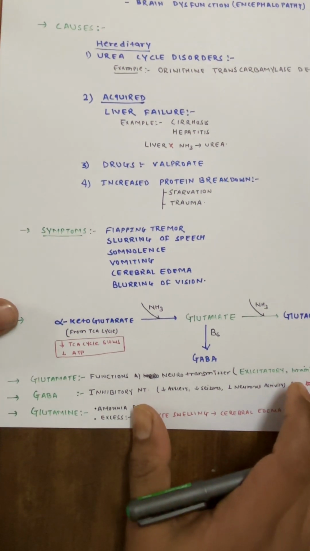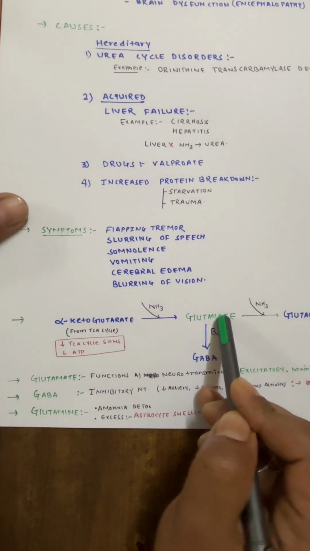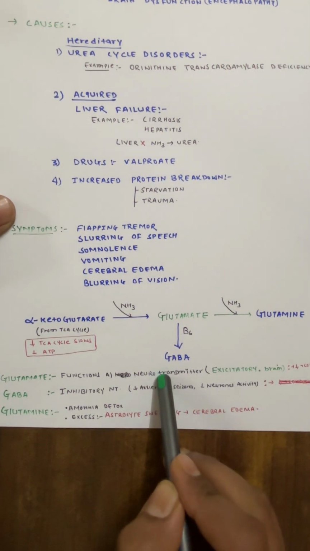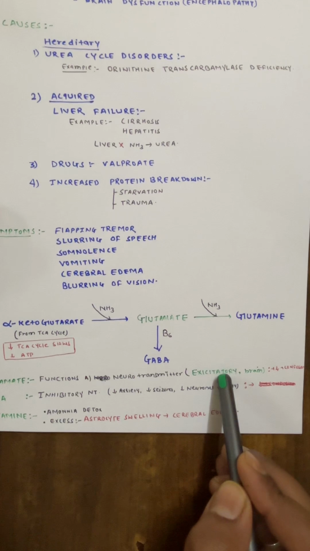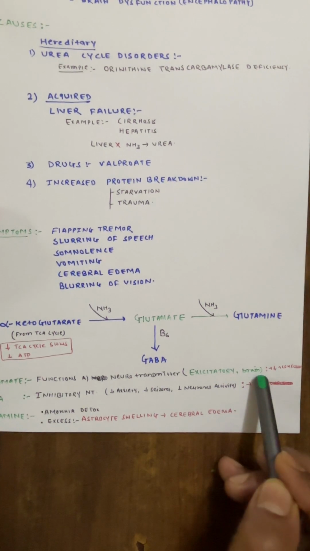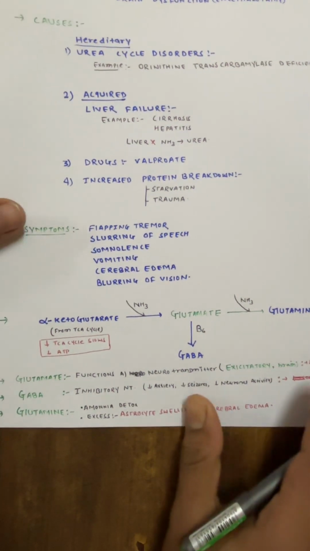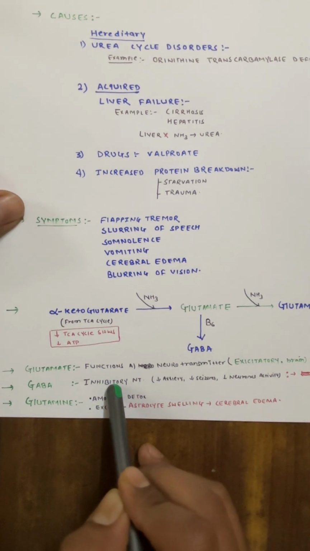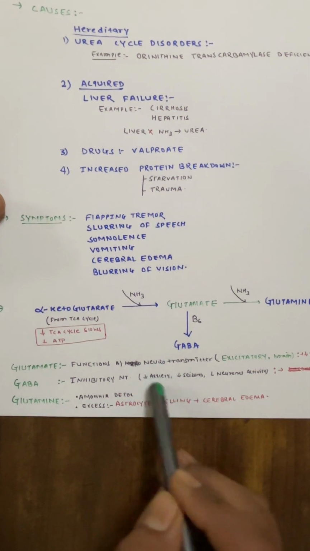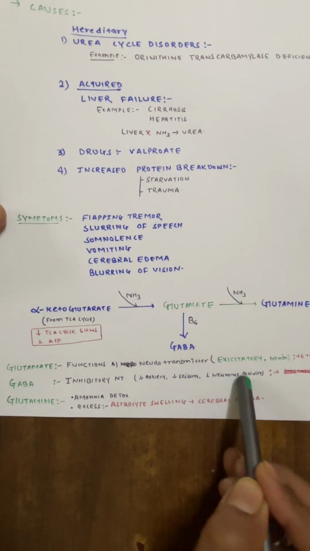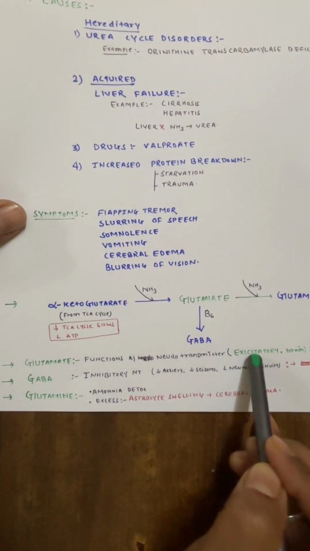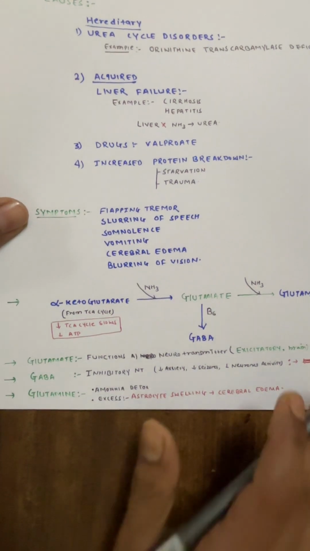So this glutamate's function is that it is a neurotransmitter, and its function is excitatory in the brain. Now talking about GABA, it's an inhibitory neurotransmitter, so it actually decreases anxiety, seizure and neuronal activity. In normal conditions, glutamate is excitatory and GABA is inhibitory.